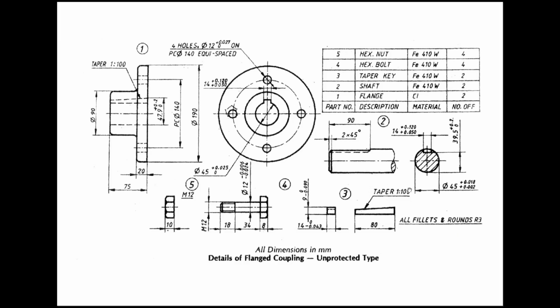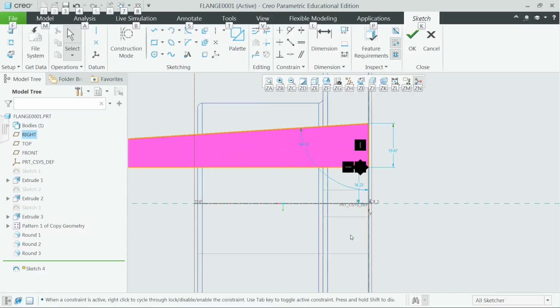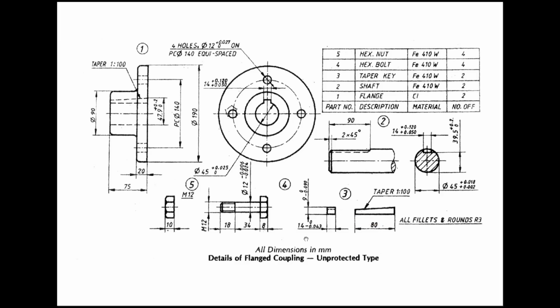It is given that the taper value is 1:100. So there will be a reduction of 1 mm over a length of 100 mm. But in this case we have only 80 mm length, so the reduction will be 0.8 mm. And the thickness of the smaller end would be 9 minus 0.8 mm, which is equal to 8.2 mm.